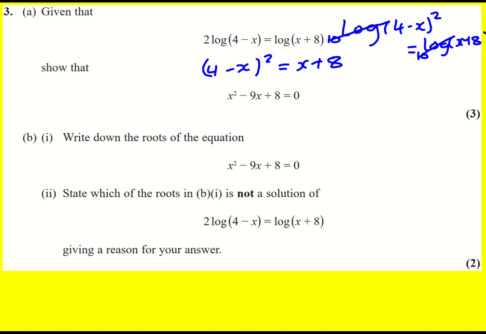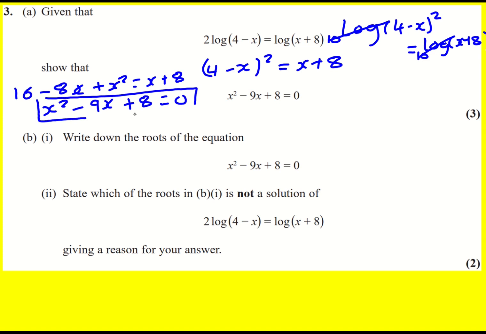Okay, let's expand the bracket. I'm going to come down here now. So 16 minus 8x is a double bracket, remember, (4 minus x) times (4 minus x), plus x squared is x plus 8. And that means x squared minus 9x, because I minus the x from both sides, plus 8 is equal to 0. And that's the result that we wanted.